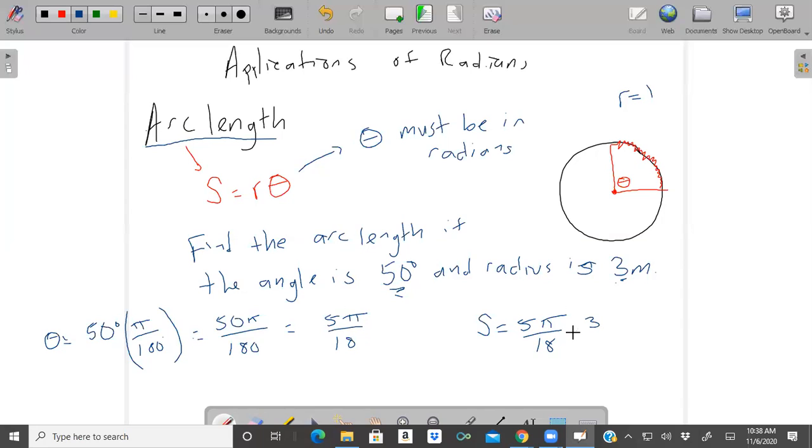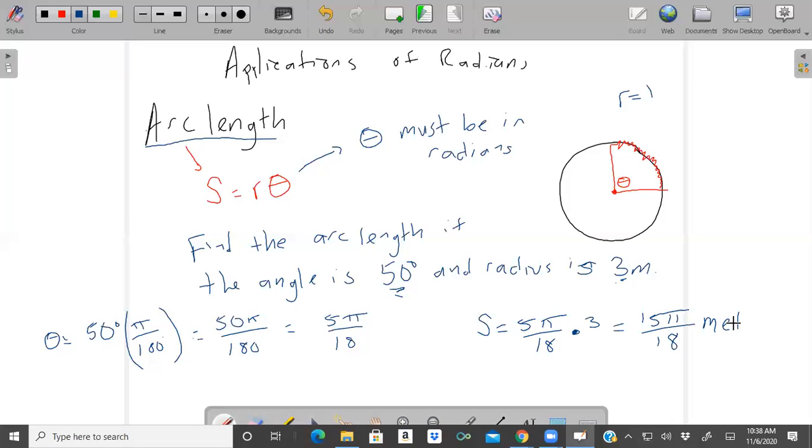Remember, when you're multiplying fractions, you only multiply on the top. So it's 5 pi times 3, which is 15 pi over 18. And then I could simplify. If I could simplify, I would, but I can't.